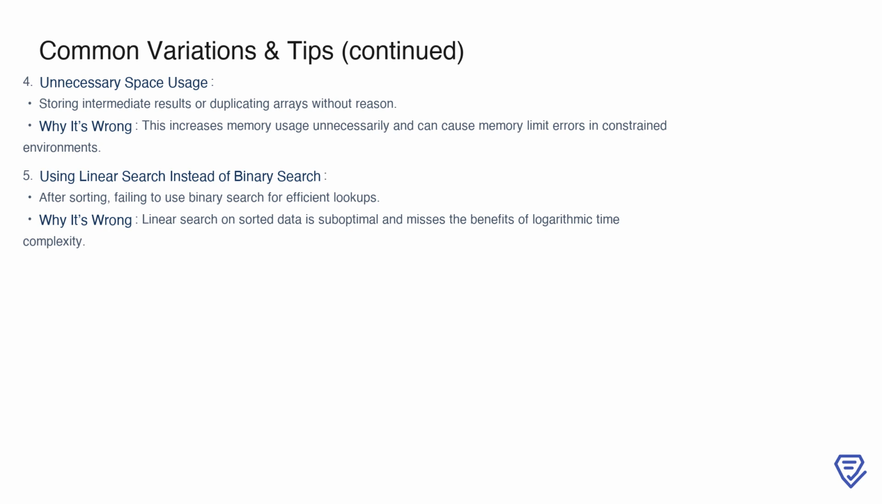Additionally, after sorting, some developers still use linear search instead of taking advantage of binary search. Linear search may seem simpler, but it's suboptimal when working with sorted data, as it fails to utilize the logarithmic time complexity benefits of binary search. By focusing on space-efficient strategies and leveraging binary search for lookups, you can avoid these common inefficiencies and improve the overall performance of your solution.